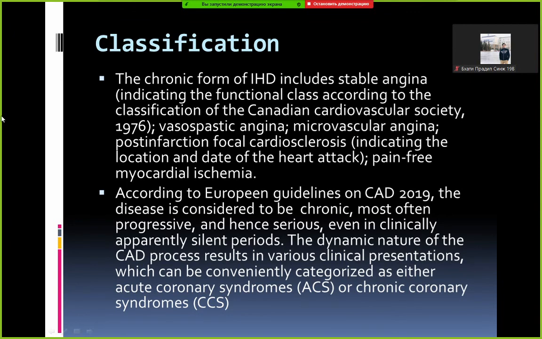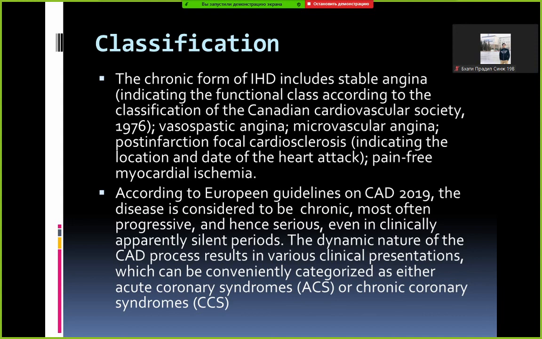The chronic form of ischemic heart disease includes stable angina, indicating the functional class according to the classification of the Canadian Cardiovascular Society, vasospastic angina, microvascular angina, post-infarction focal cardiosclerosis, and pain-free myocardial ischemia. According to European guidelines, coronary artery disease is considered to be chronic, most often progressive, and hence serious even in clinically apparently silent periods.